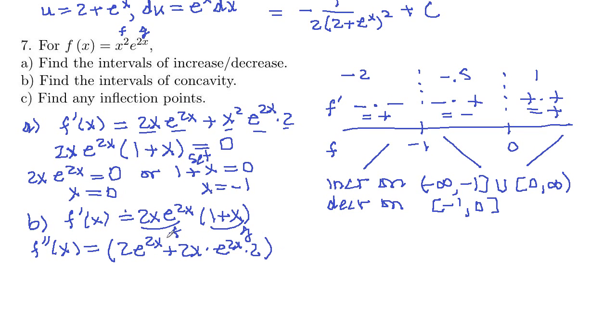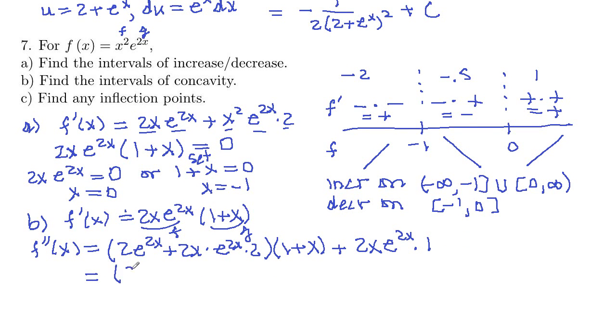So that's our f prime, derivative of the first, times the second piece, 1 plus x, plus the first function, 2x e to the 2x, times the derivative of the second function, which is just 1. So let's go ahead and simplify here.